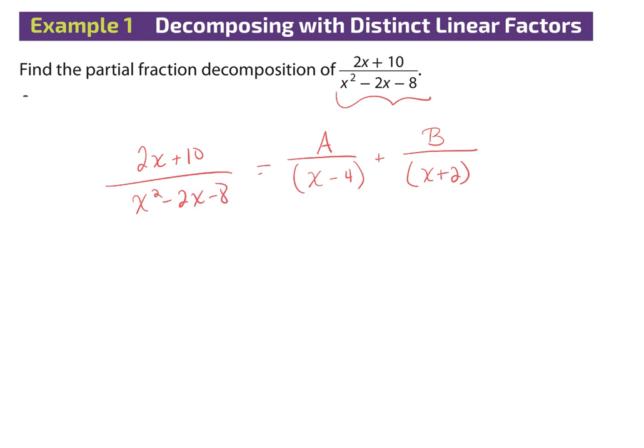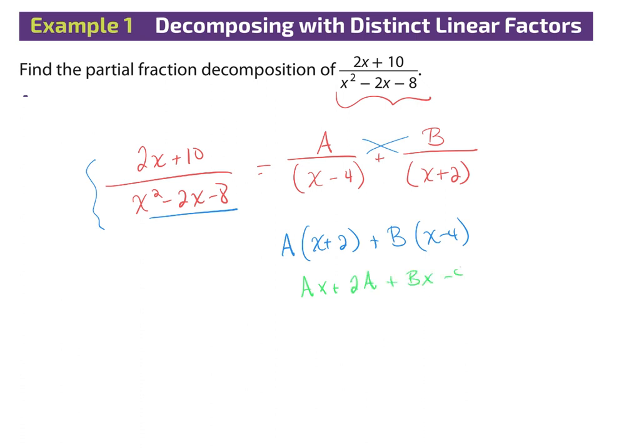So the whole process here is to kind of ignore this for right now and to get these with a common denominator, okay? Which means this is going to be the a times what it's missing plus the b times what it is missing. We know the common denominator is that. We just need to know what the numerator looks like. We're going to simplify this. So we have ax plus 2a plus bx minus 4b.